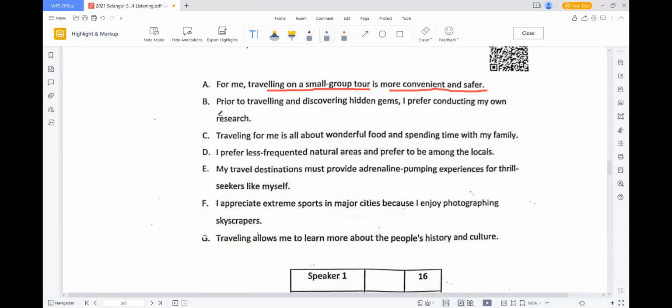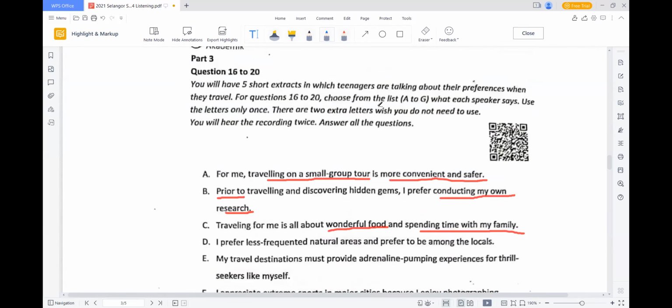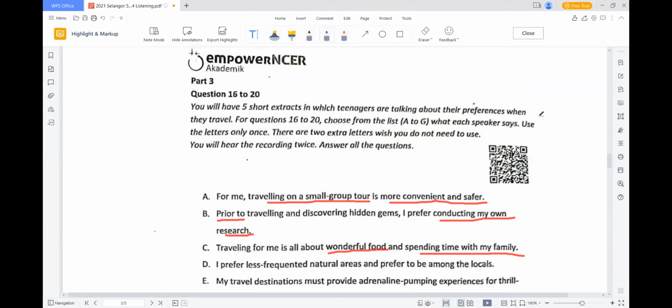Okay, before. All right, so this one, what is the key? What is the key? Prior to, right? And also conducting my own research. Okay, and C, traveling for me is all about wonderful food and spending time with my family. Okay, so the key will be wonderful food, spending time with families, right? So you can see that they are all different types of setting, all related to traveling. As you can see for part 3, they're all talking about their preferences.